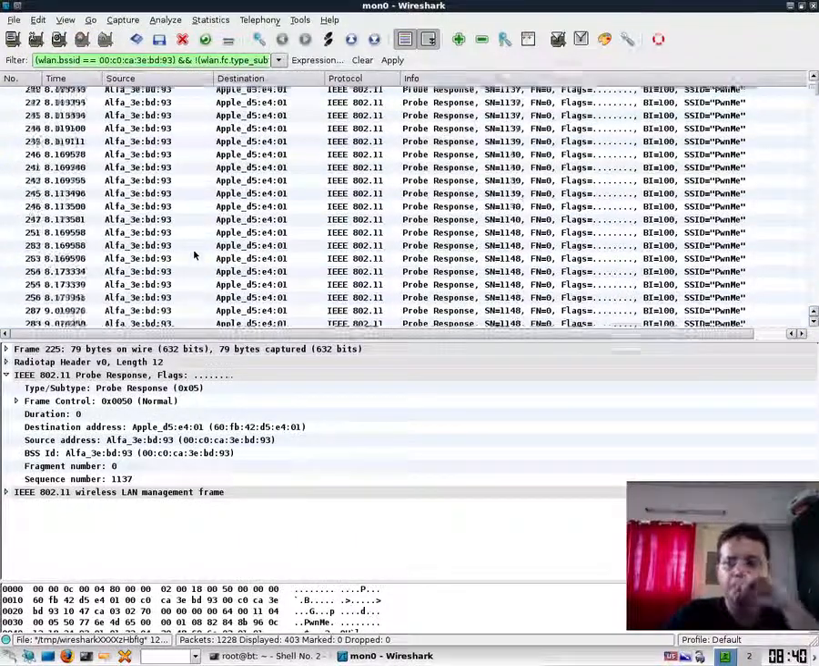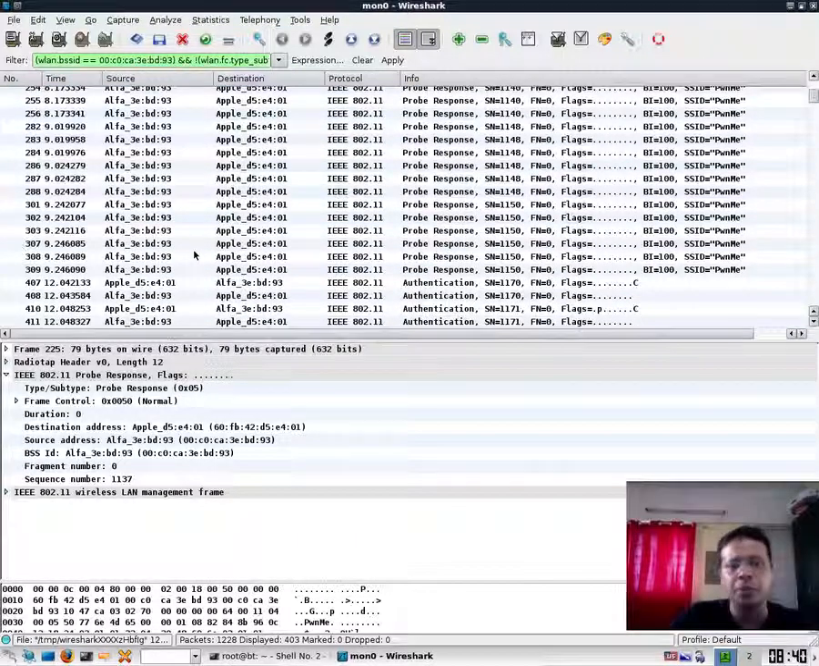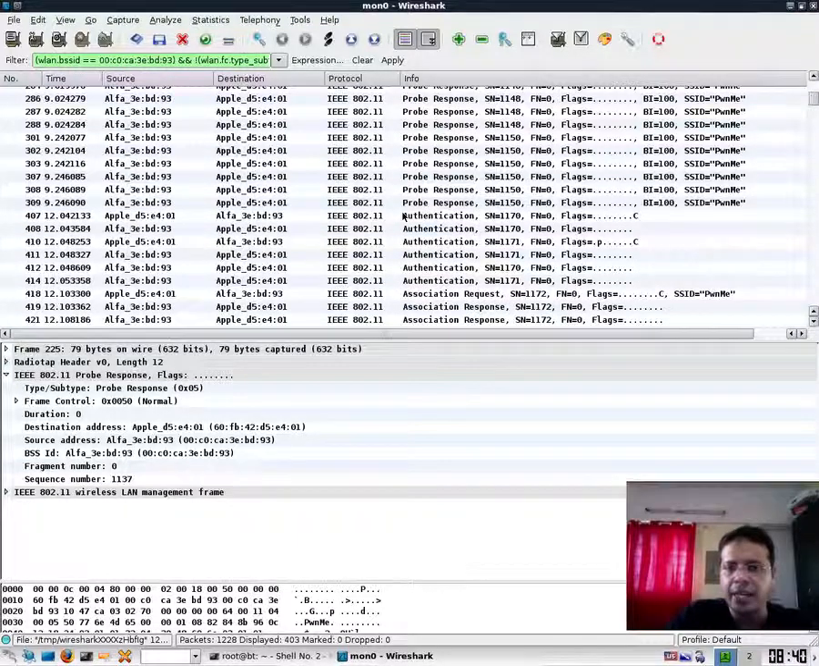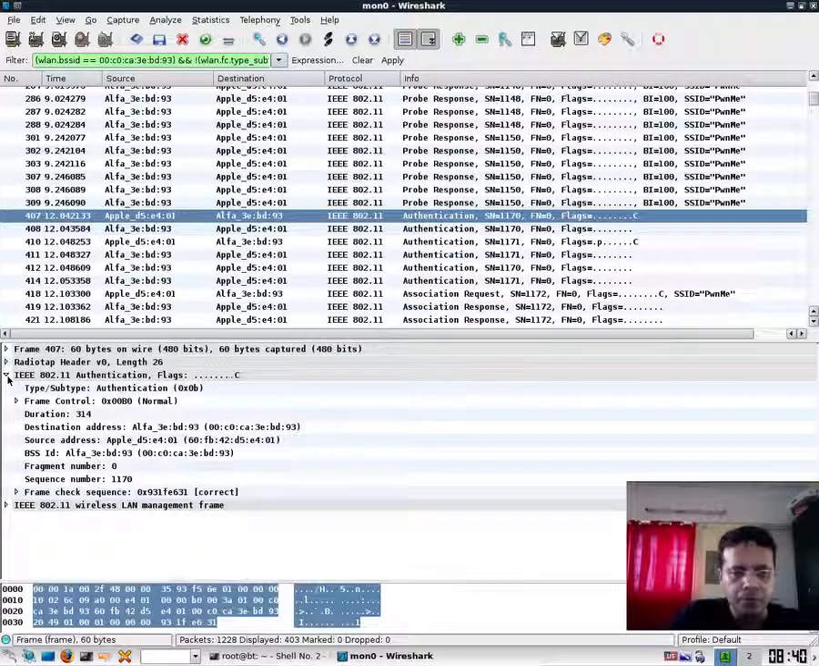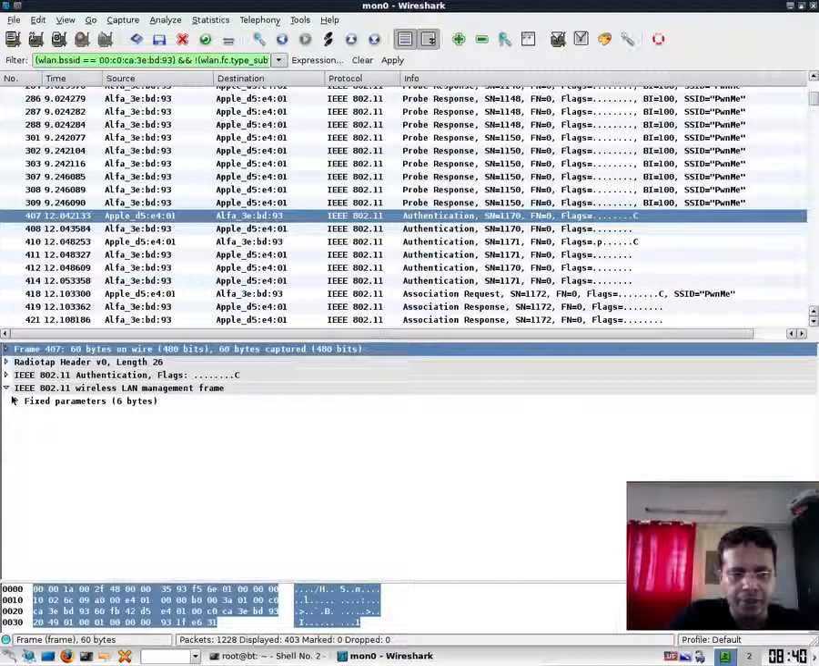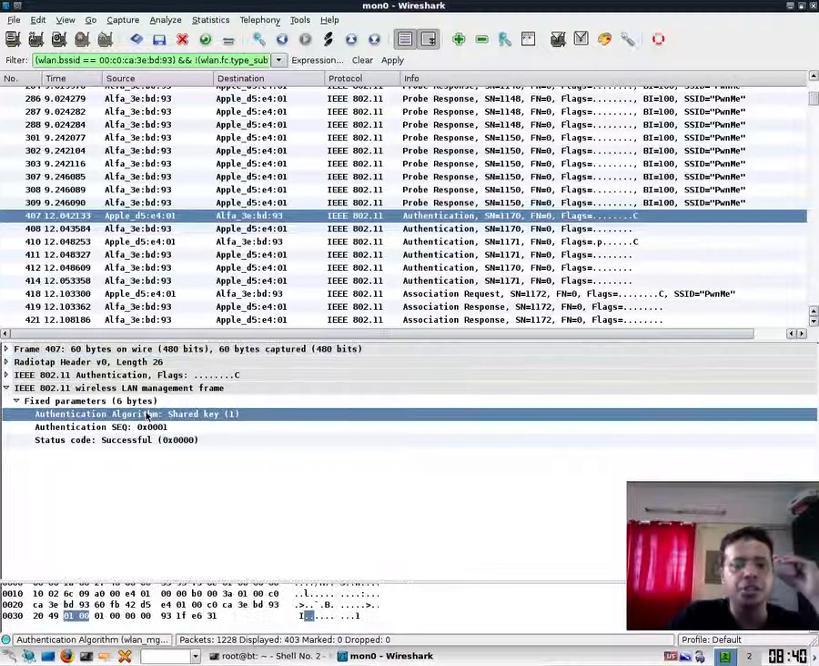Right, so you see the probe request, probe response phase. Because of the filter, you're only seeing the probe response. The probe request was a broadcast packet which didn't have anything to do with this BSSID, and hence the filter is removing it. Then we have the actual authentication phase, which is very interesting, where if you look at it, this is the client actually sending a shared key authentication packet.